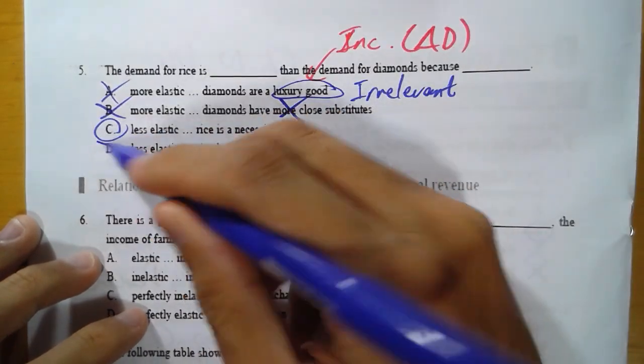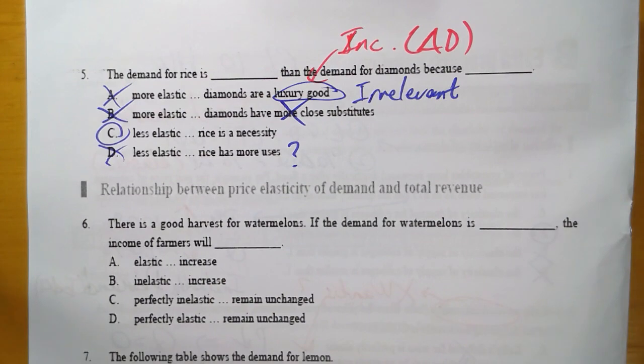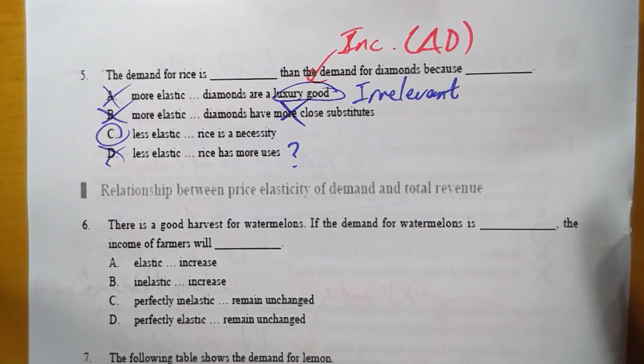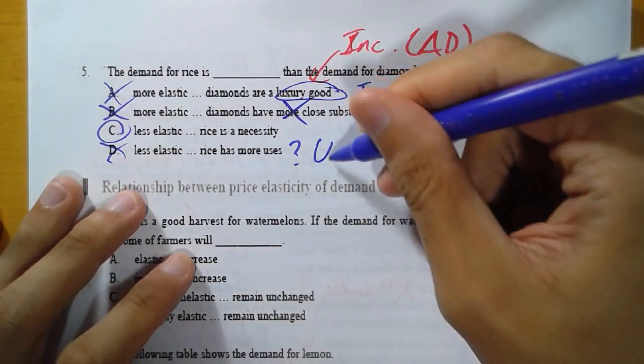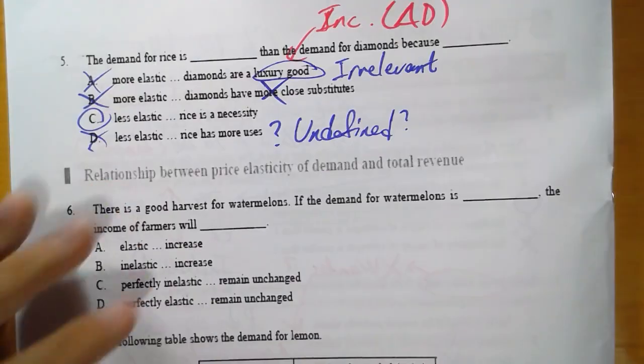What about D? Has more uses. I don't know. How do I know? How to define the number of uses? It is undefined. How do I know? Right, undefined.